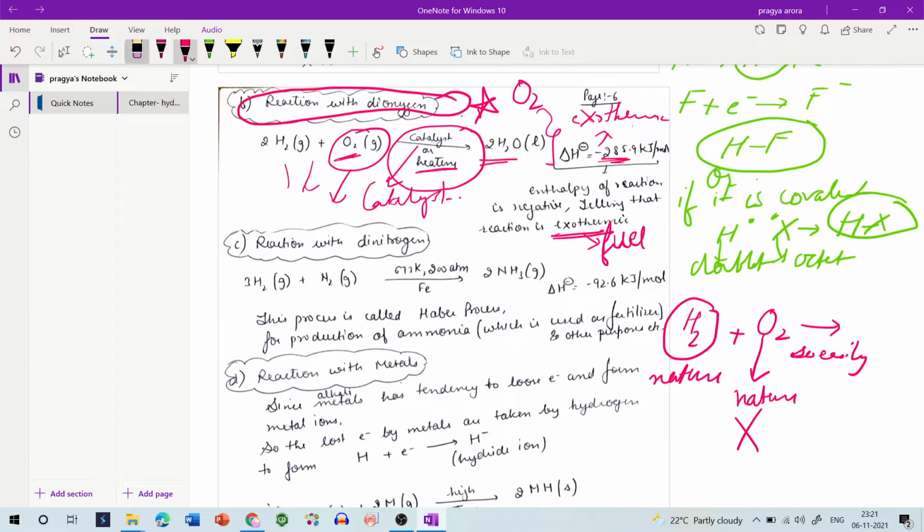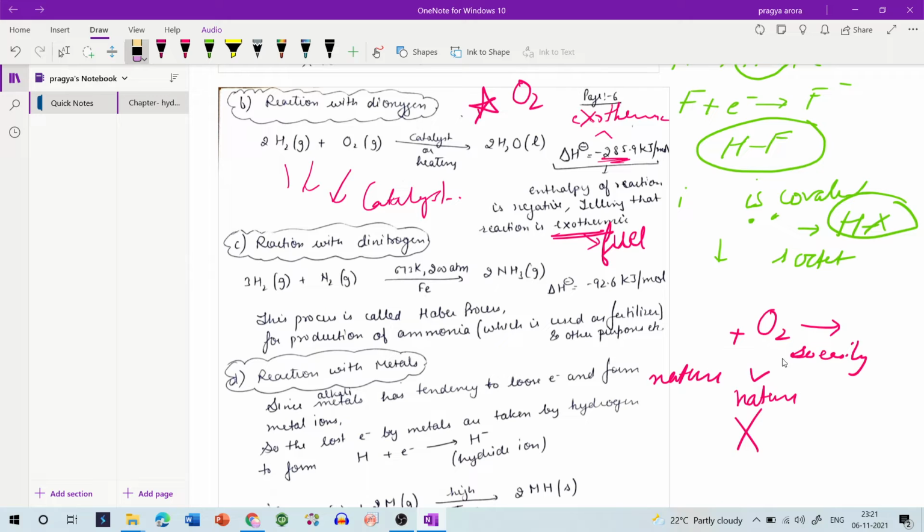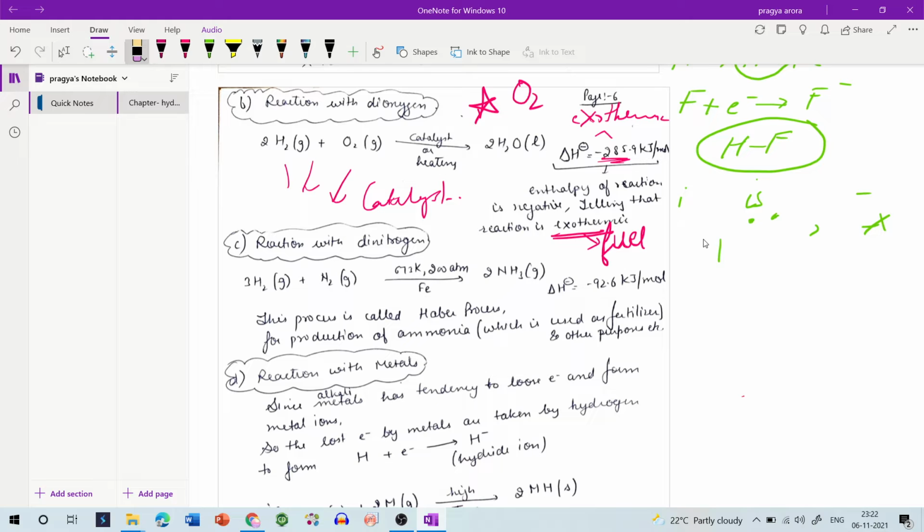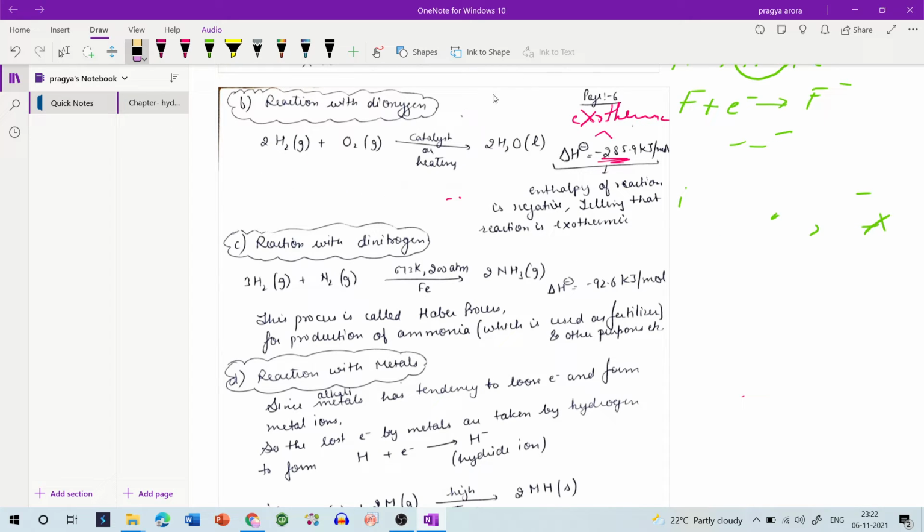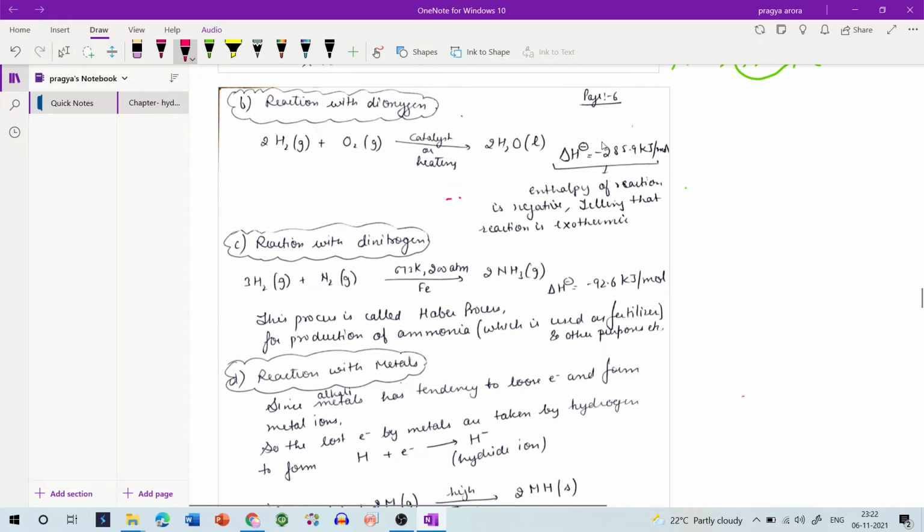Now, talking about the reaction with dinitrogen. In the reaction with dinitrogen, nitrogen has basically 3 electrons in its p orbital. So what is the electronic configuration of nitrogen? The electronic configuration of nitrogen is ns2 np3. It has 3 electrons in its p orbital, singly filled.